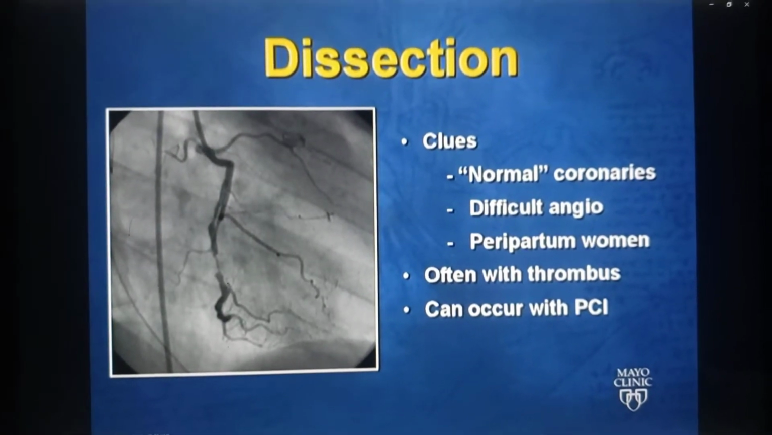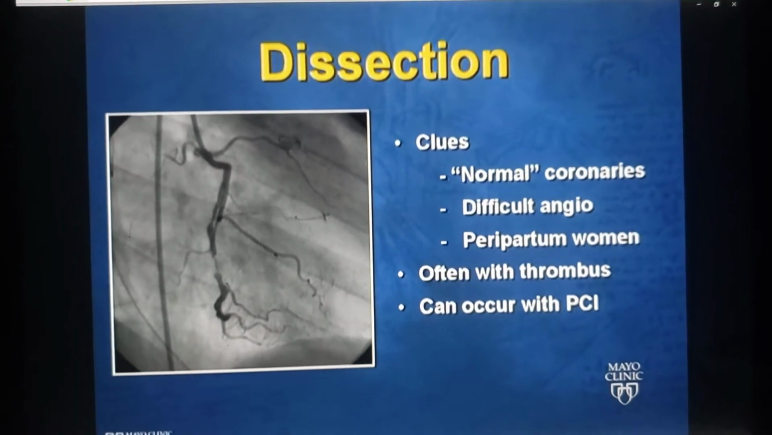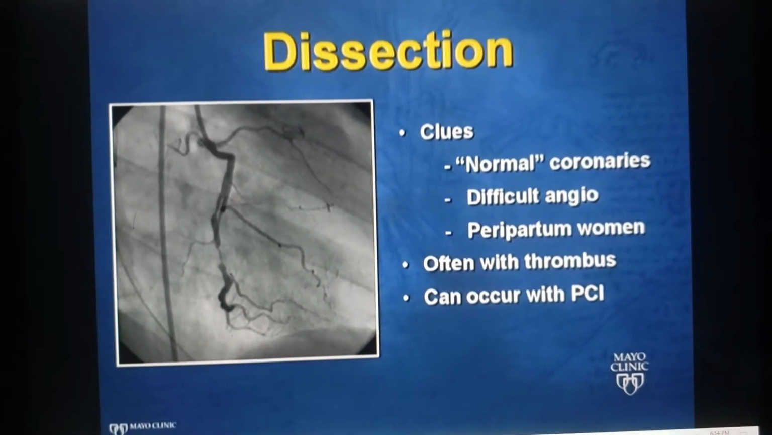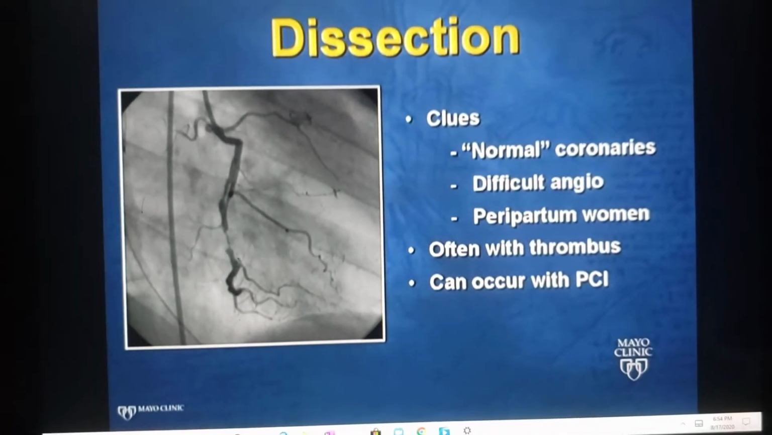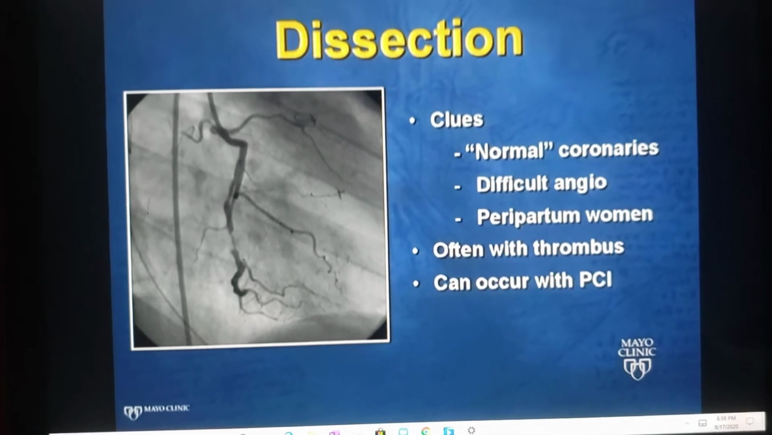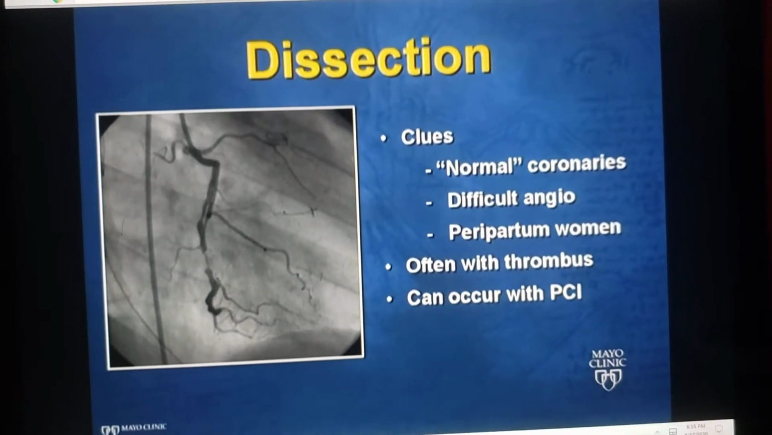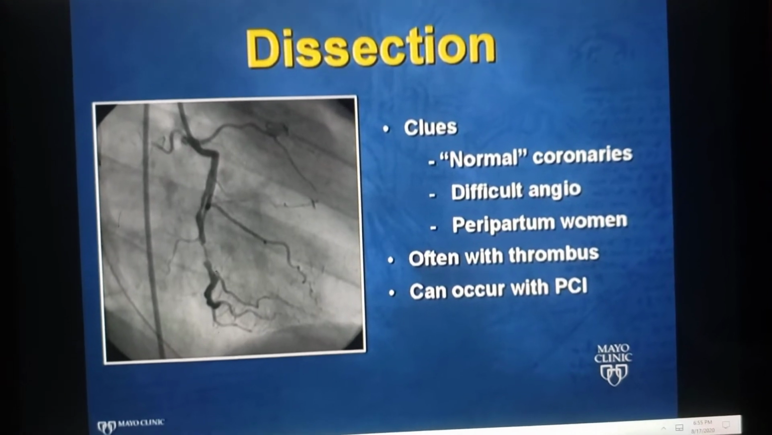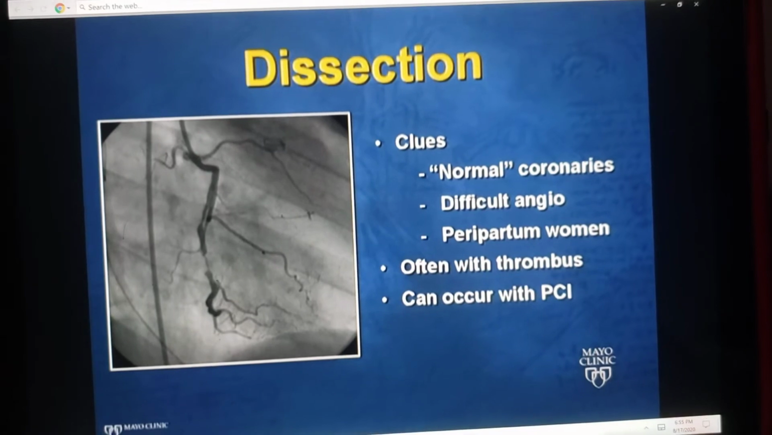Any history of a difficult angiogram would support that. Also think of dissection whenever you have a postpartum woman or a patient with fibromuscular dysplasia. FMD has recently been associated with spontaneous coronary artery dissection, so look for those clues in your clinical vignette. Whenever you see dissection, it's reasonable to code also thrombus because they often go hand in hand, and remember dissection can also occur with PCI around the stent.